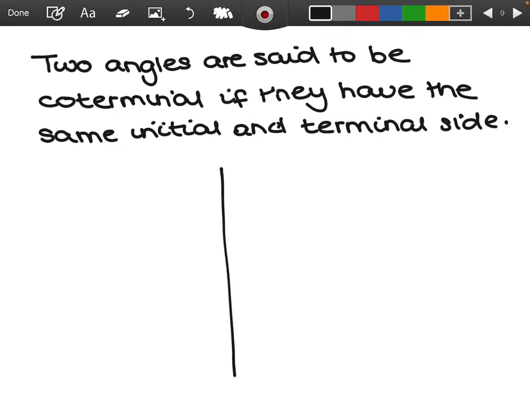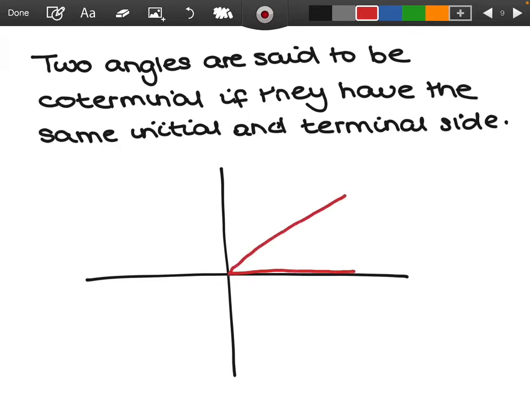Okay, what does this look like? Let's quickly draw out our XY axes again. I've got my initial side here, my initial ray, and let's say that my terminal ray was here. So I know that I've got this angle, we'll call it alpha, that is swept out between the two rays.